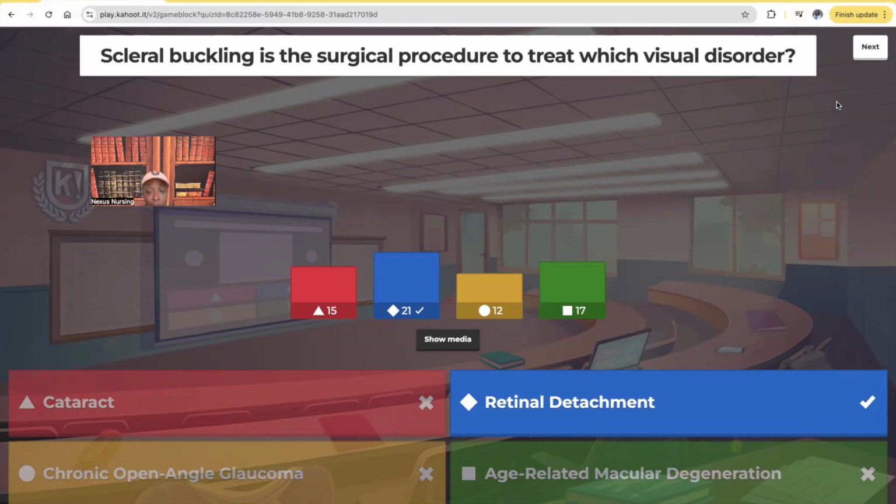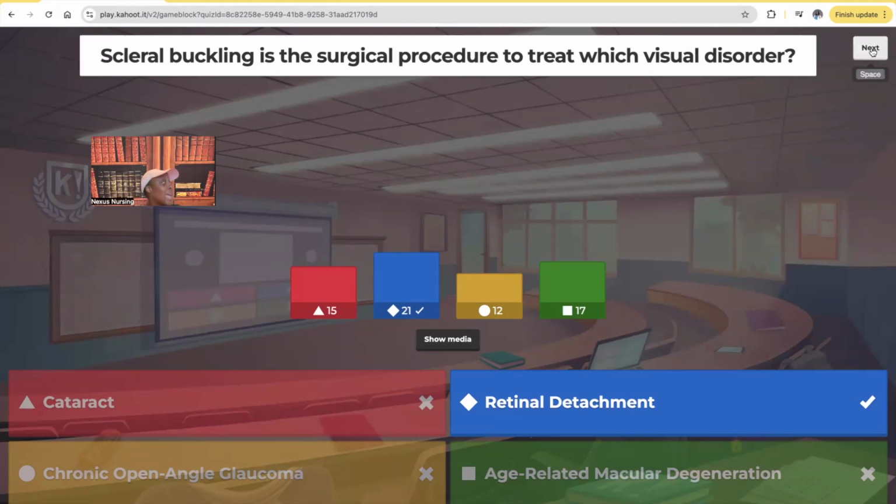And for age-related macular degeneration, a laser is also used. I think that procedure is called photodynamic therapy because it's a laser that uses light. So that's why I'm thinking it's called photodynamic, but it's something dynamic. I'm almost sure it's called photodynamic therapy, but whatever. The point is, a laser is used for that as well. So make sure you know the procedures for chronic open angle glaucoma, age-related macular degeneration, cataract removal, and especially retinal detachment, because you may get one, even two questions about scleral buckling, okay?